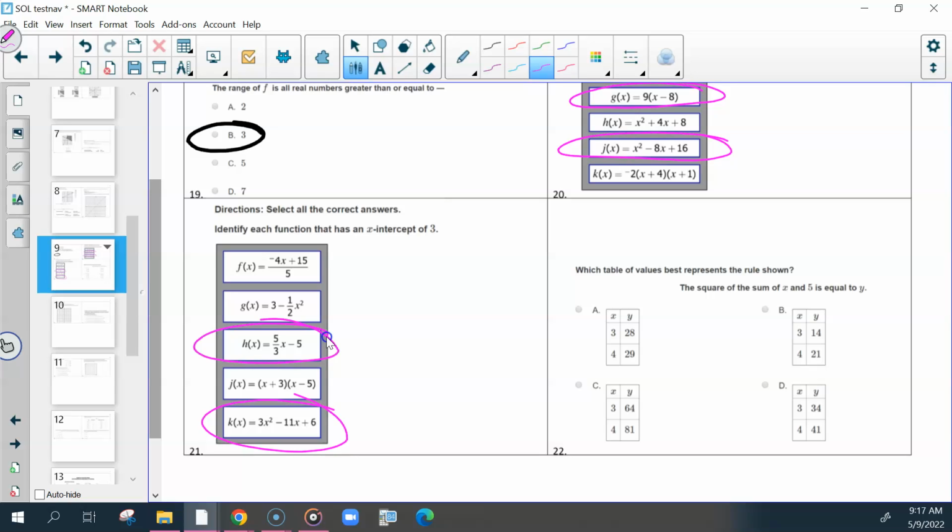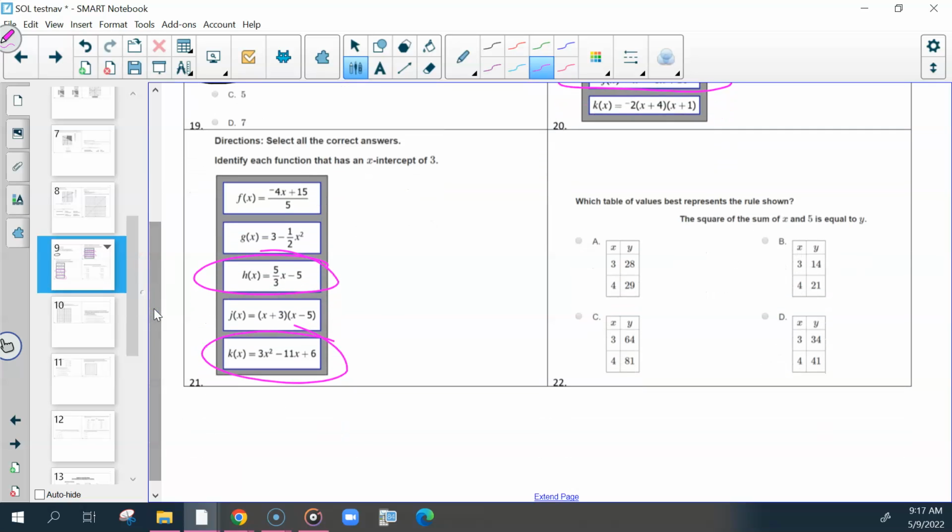For number 22, this is something you would have to be able to do partially, and then you could use Desmos for. We would need to translate the square of the sum of x and 5 is equal to y into an algebraic equation or expression. How would we write that? x plus 5 equals y. So all of this squared. Or y equals that, same thing.